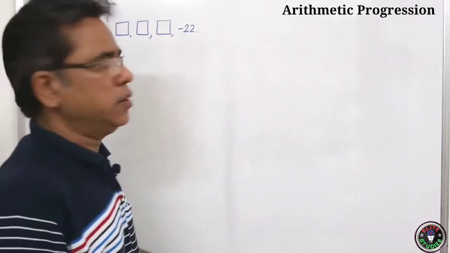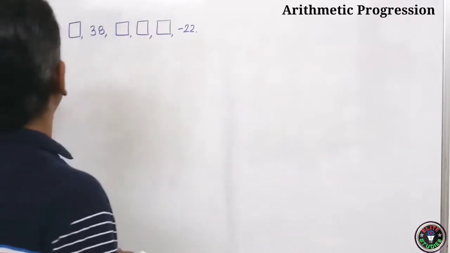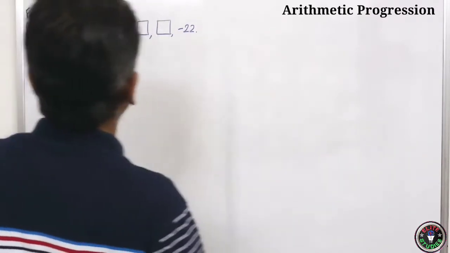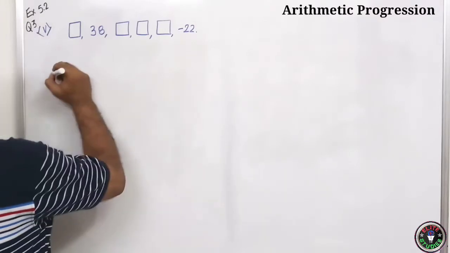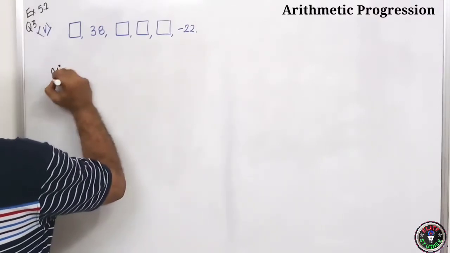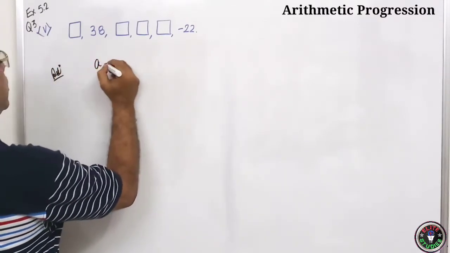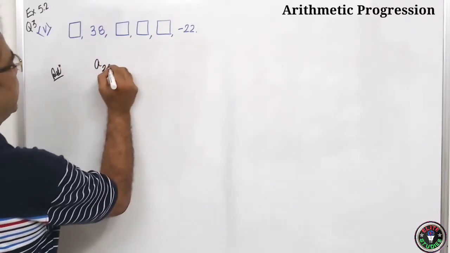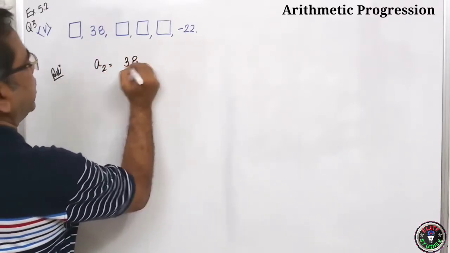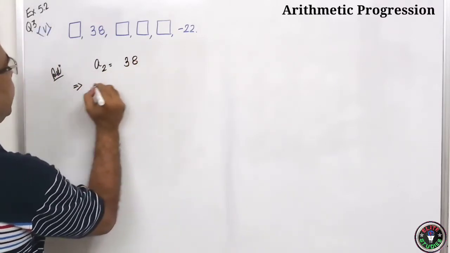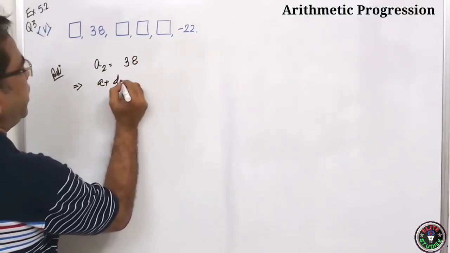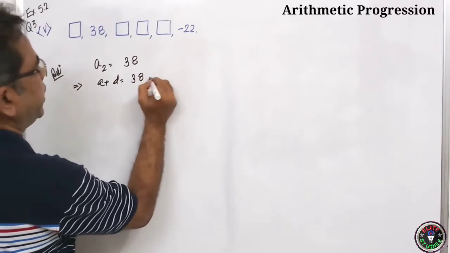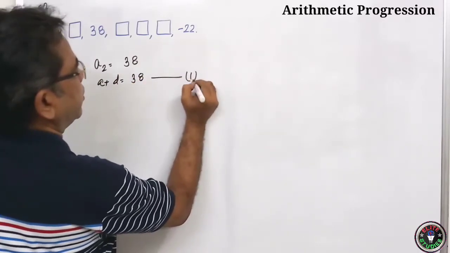Now let us do the fifth question, 3.5. Here again the same thing, solution. A is not given to us, but here A2 is given to be 38. So it implies A plus D is equal to 38. This is equation number 1.